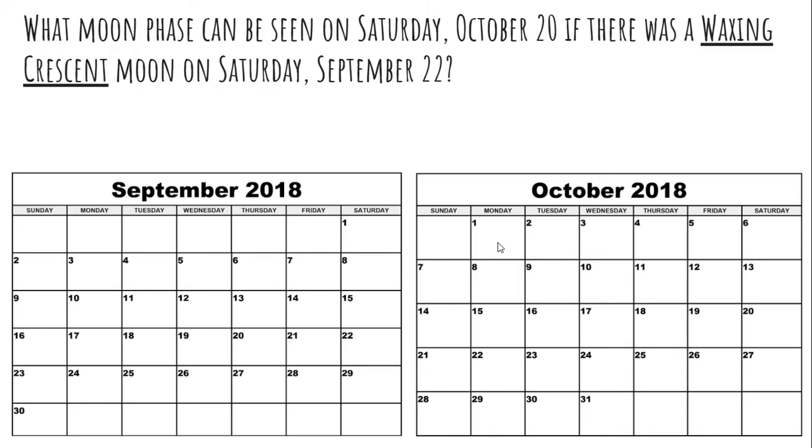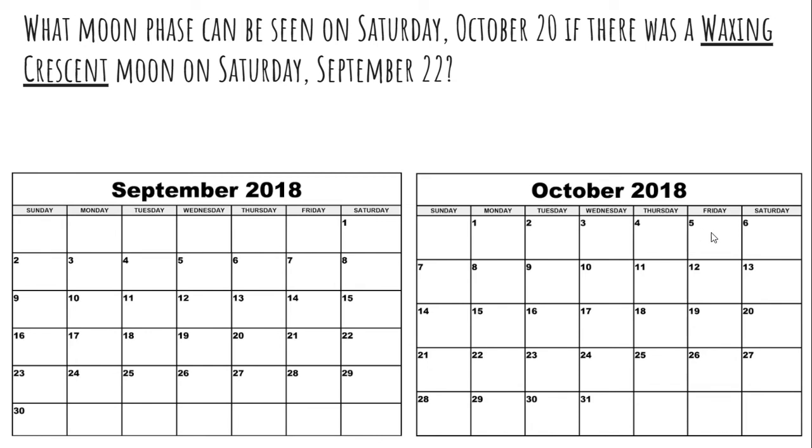What moon phase could we see on Saturday, October the 20th, if there was a waxing crescent moon on Saturday, September 22nd? So if you look at this one and just think for a second, this is September 22nd. This is October 20th. Those two dates are approximately a month apart. And we can actually look at it and verify that.